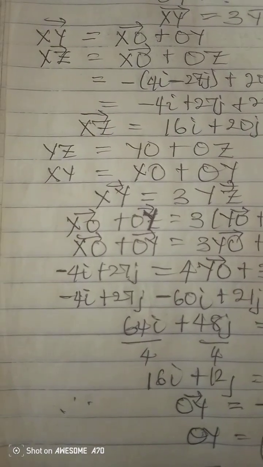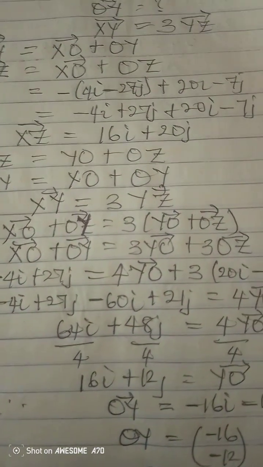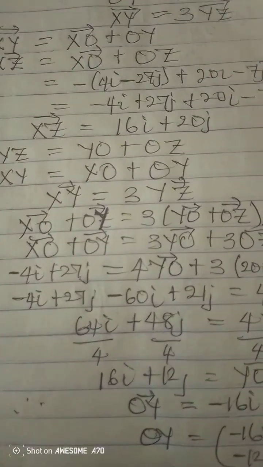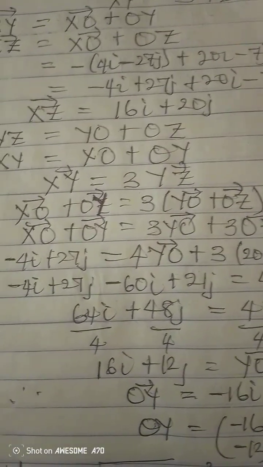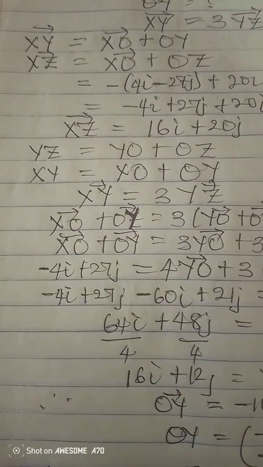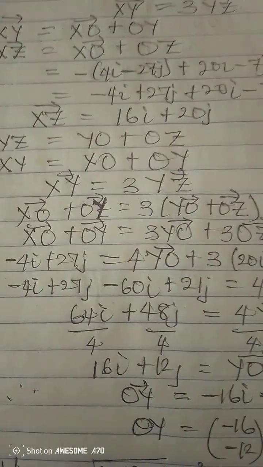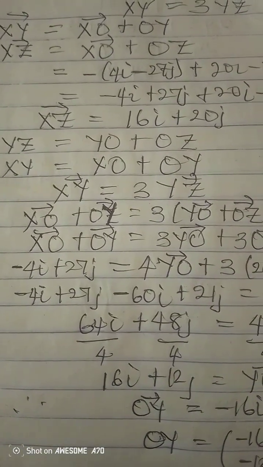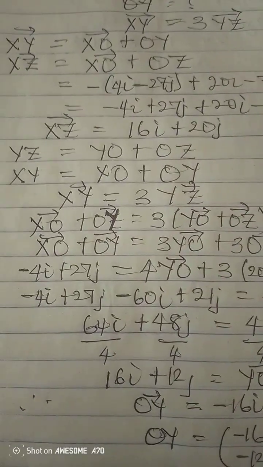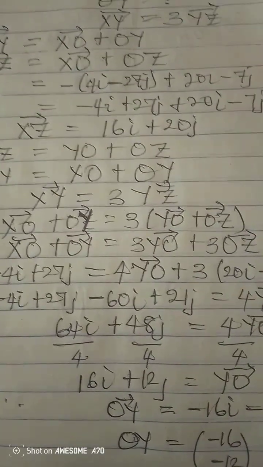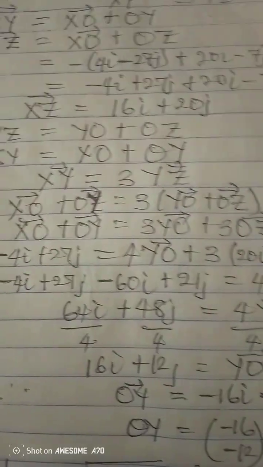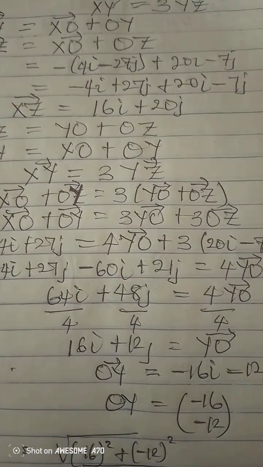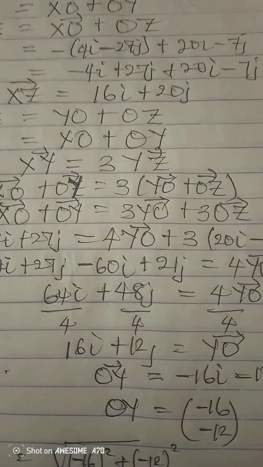Now vector YZ is given as vector YO plus vector OZ, and vector XY is given as vector XO plus vector OY. Based on the relationship of vector XY equal to 3 vector YZ, we can write it as vector XO plus vector OY is equal to 3 bracket open vector YO plus vector OZ. That means vector XO plus vector OY is equal to 3 vector YO plus 3 vector OZ.